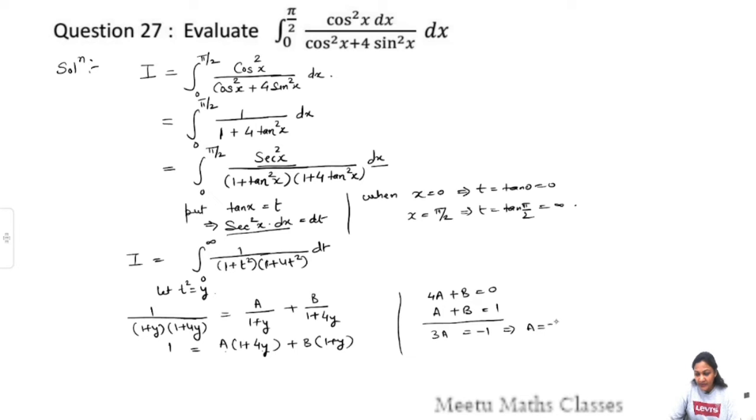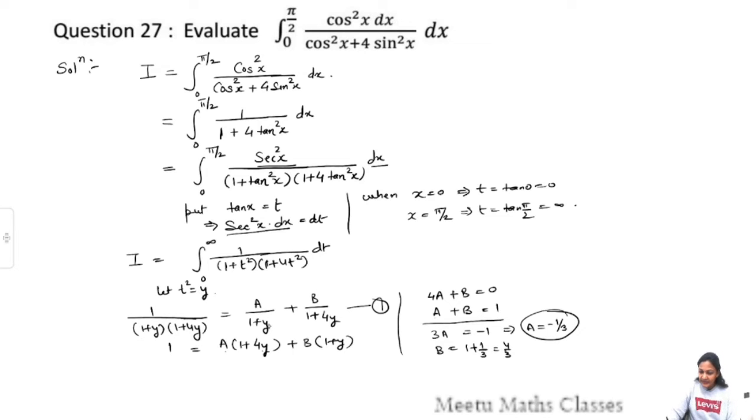So a will be minus 1 by 3. If a is minus 1 by 3, so b will be 1 minus a, that is 1 plus 1 by 3, that is 4 by 3. So b is equal to 4 by 3. Now substituting the values of a and b here, we will get 1 upon (1 plus y)(1 plus 4y) is equal to, with a as minus 1 by 3 and b as 4 by 3, minus 1 by 3 upon 1 plus y and 4 by 3 upon 1 plus 4y.